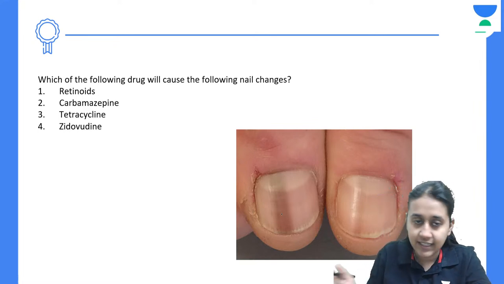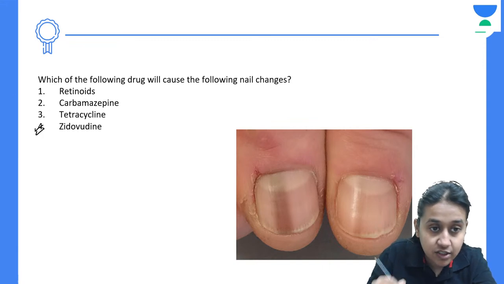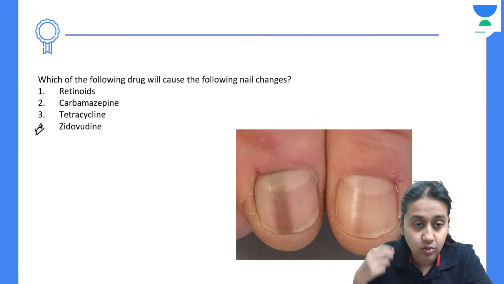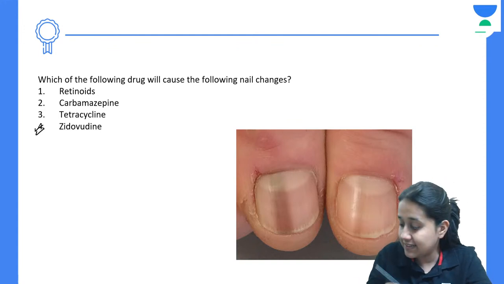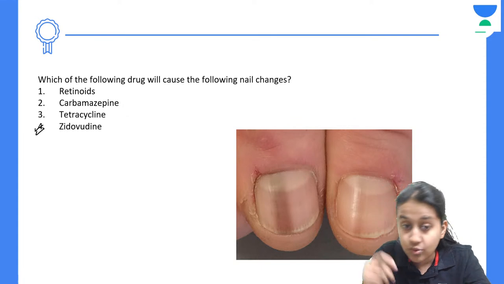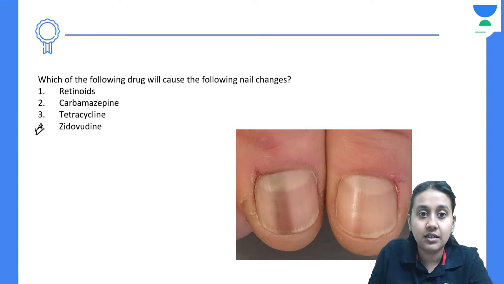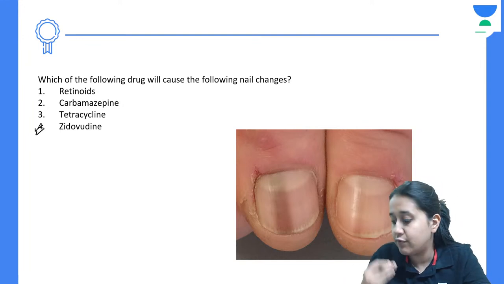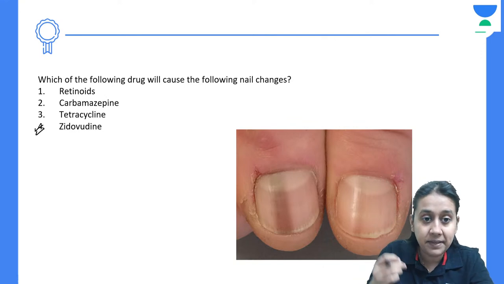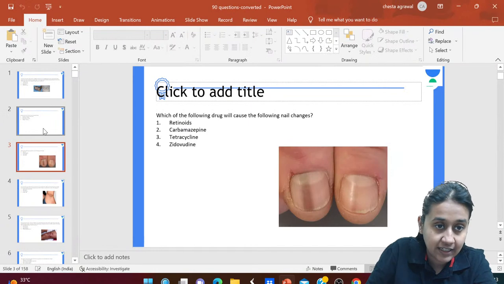Very well done all of you. This is an example of melanonychia, and please remember the drug which is most frequently known to cause the pigmentation of the nail among the option provided is zidovudine. It is an antiretroviral drug which is known to cause pigmentation in the nail. In fact, it is said that in post-exposure prophylaxis in which we give zidovudine for only 1 month, still patient develops this type of pigmentation. So this is the very frequent cause of melanonychia.